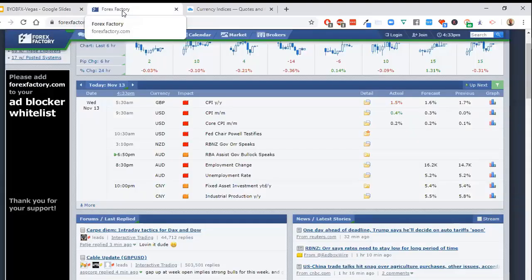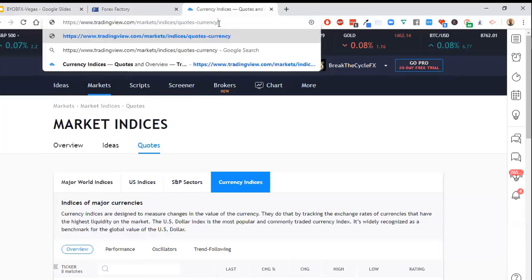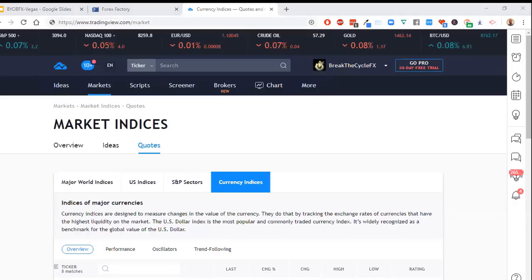If you go to TradingView, I'm going to start over. Say turn the heat up. Nah, I'm pretty comfortable. Make sure you guys are muted.